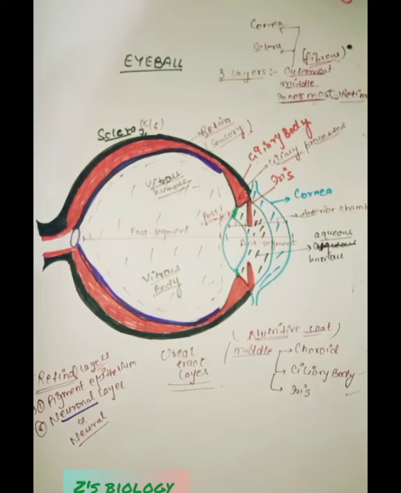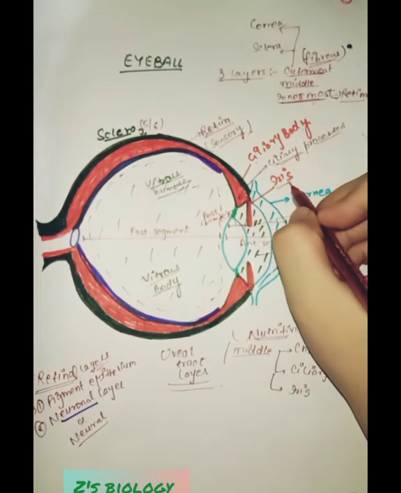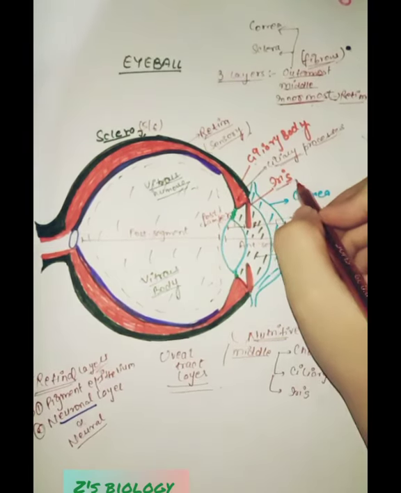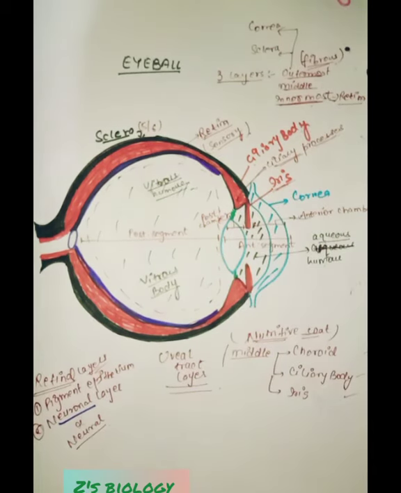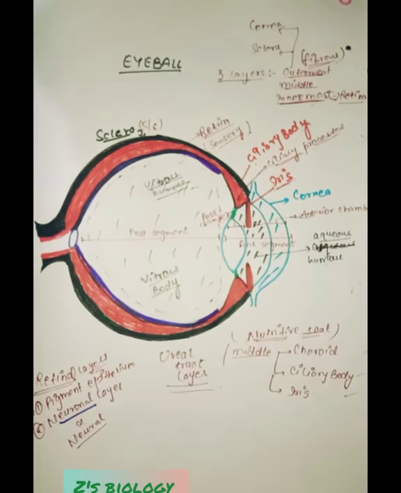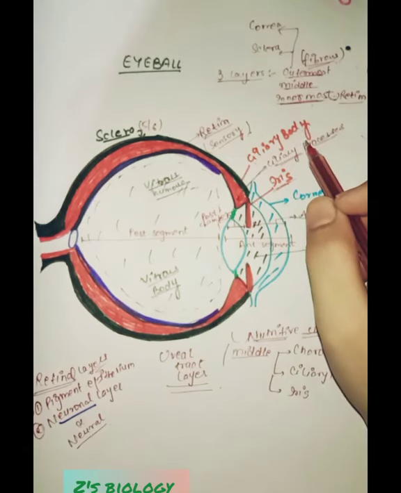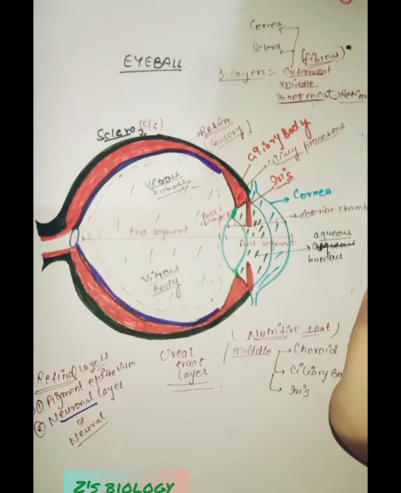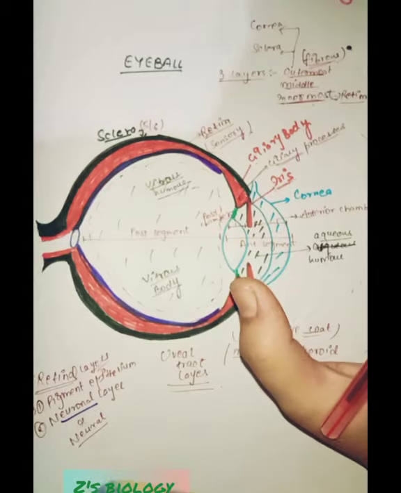As I have told you about the ciliary body, let's talk about a few points about the iris as well. The iris is a part of the middle layer of the eyeball. I have already told you that the middle layer is the nutritive coat of the eyeball and is highly vascularized in nature. It has many vessels.